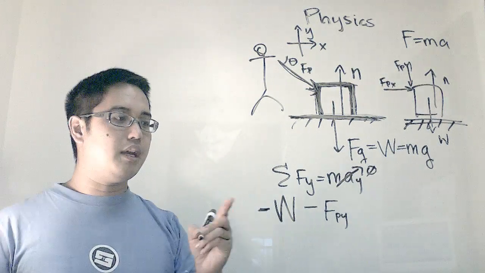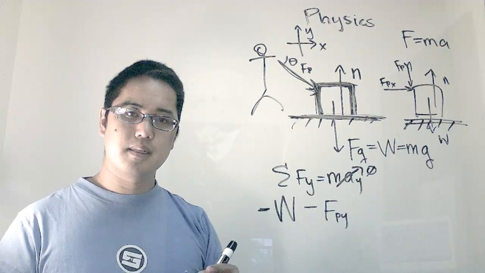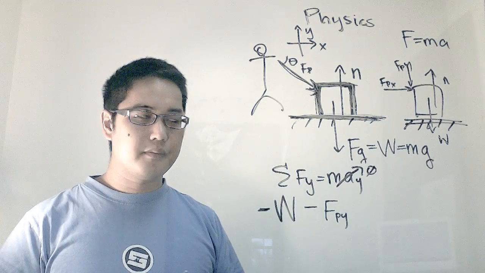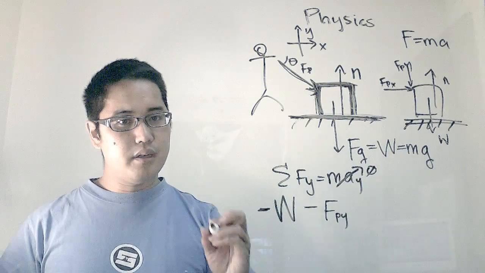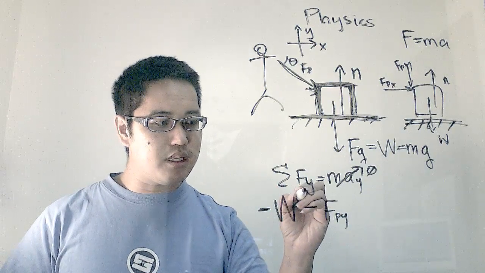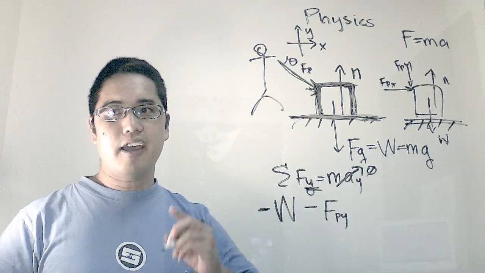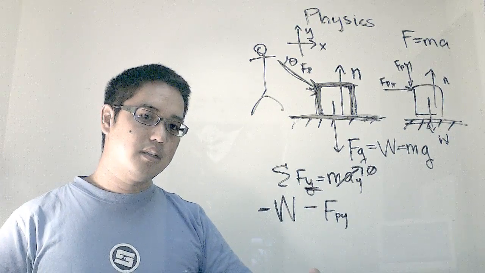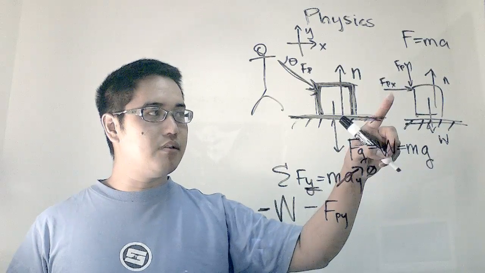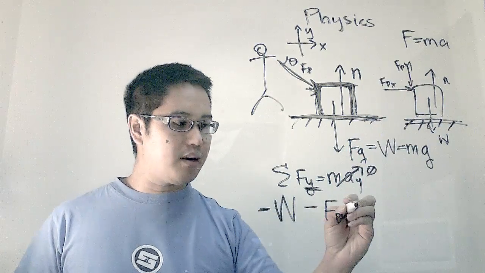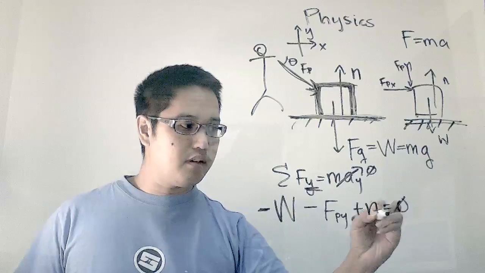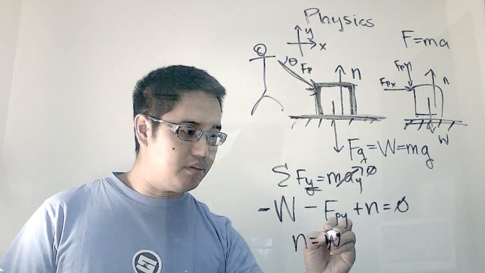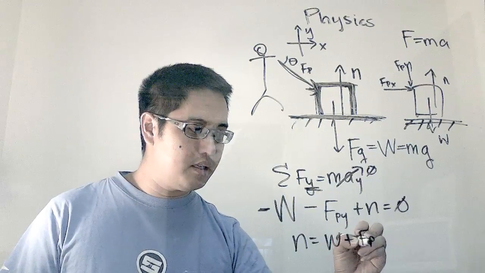Why not FPX? I don't know, I thought we were talking about all of the forces. Yeah, you're right. But look at what I did. I'm summing the forces in the y direction. FPX is not in the y direction, it's in the x direction. So that's why I didn't include this force, but I did include this one. And then I've got a plus N equals 0. So if I were to solve that, N is equal to W plus FP sine theta.